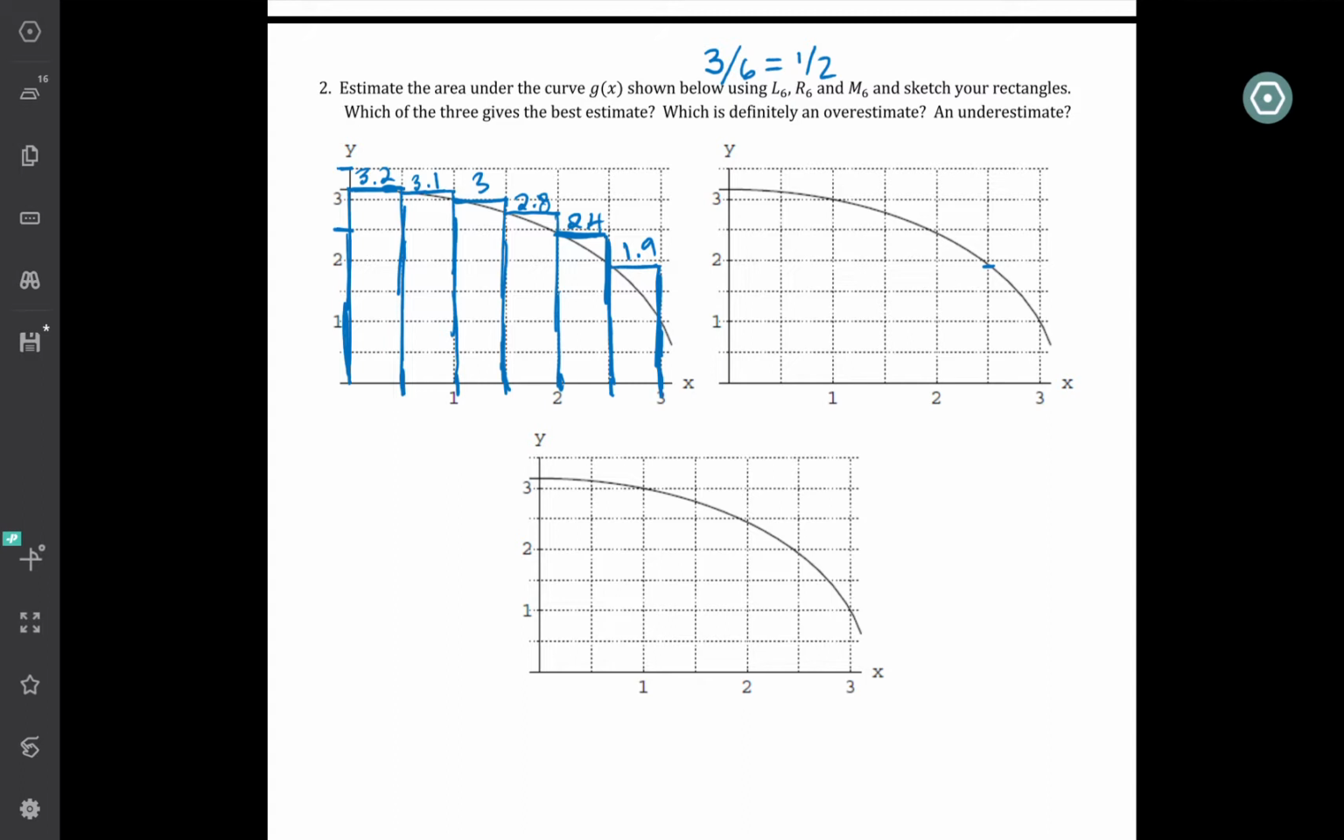So if you claim that one's 2, I'm going to ding you a little bit for not being careful. And then when we go to find the area, so this is L sub 6, don't forget your width. The widths of these rectangles are all 1/2. So we're going to get 3.2 plus 3.1 plus 3 plus 2.8 plus 2.8 plus 2.4 plus 1.9.